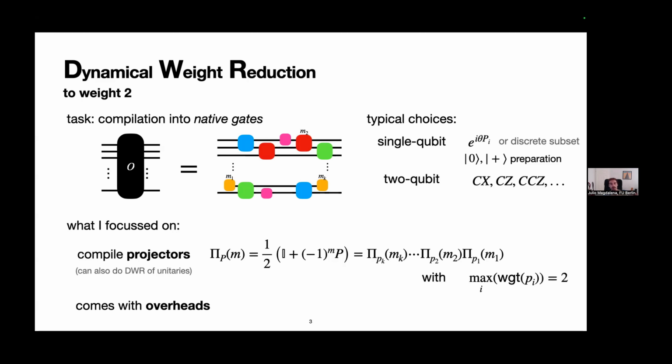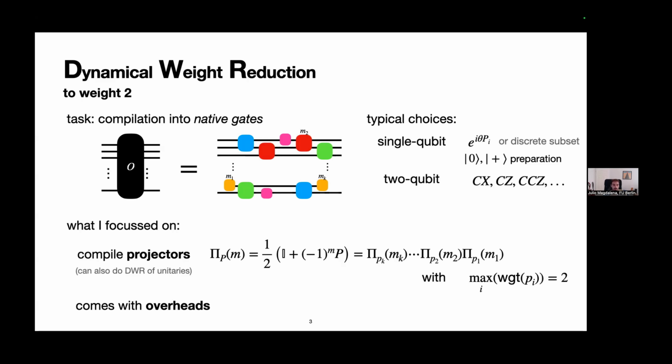That's what I would call a dynamical weight reduction to weight 2. You can, of course, also set up the same problem for arbitrary weight. But as will become clear throughout the next few slides, within the context of the X calculus, it's particularly easy to come up with dynamical weight reduction schemes to weight 2. This, of course, comes with overheads, either in terms of adding auxiliary degrees of freedom, or by increasing the circuit depth that you need.